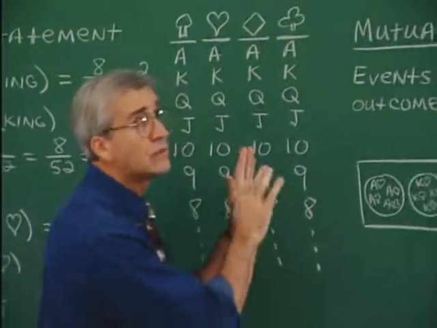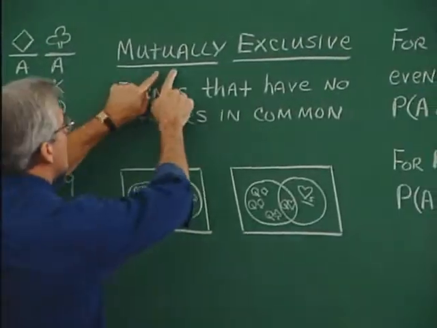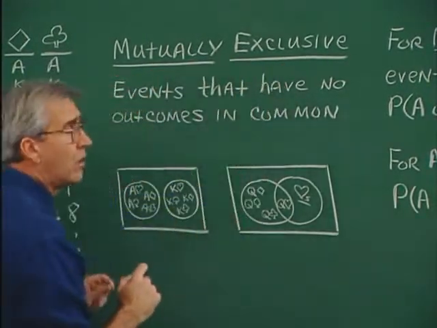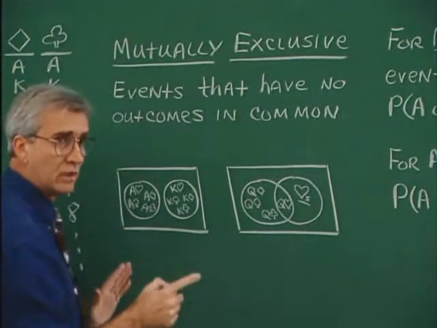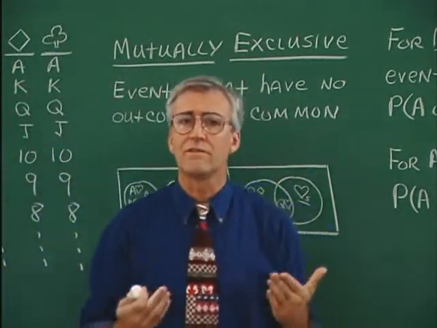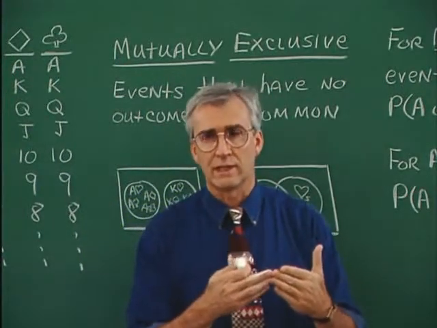Now, this leads us to another idea of certain kinds of events. We're talking about mutually exclusive events, or events which are not mutually exclusive. It turns out that the first example over there involved mutually exclusive events. The second example involved events that were not mutually exclusive.